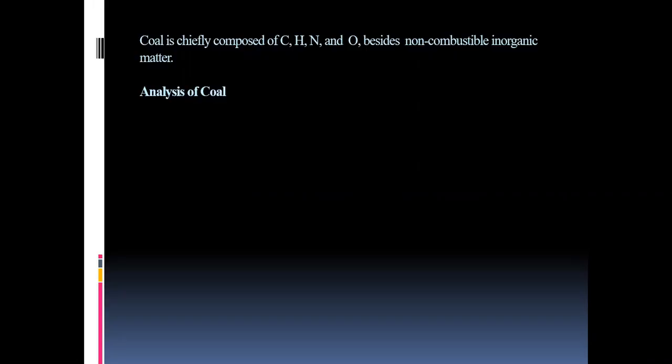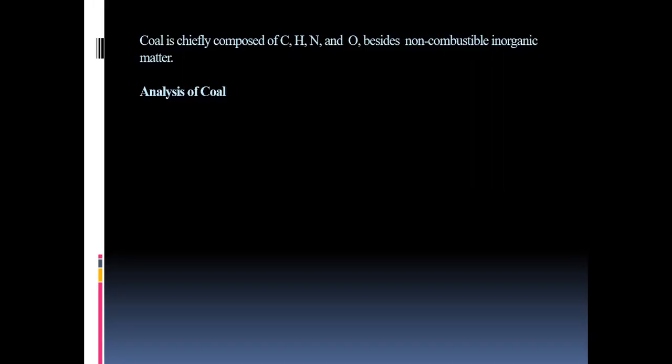Coal is mainly composed of carbon, hydrogen, nitrogen, and oxygen, and along with these elements, some non-combustible inorganic matter also will be present. In order to find out the percentage of carbon, hydrogen, nitrogen, oxygen, and apart from this, volatile matter and moisture present in a particular coal sample, the analysis must be performed.